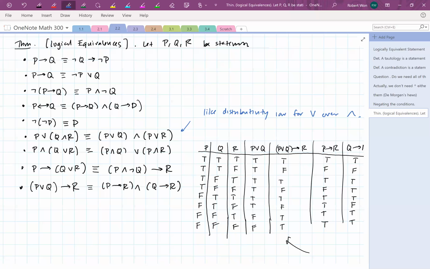Okay, so this you can think of as really breaking into cases. If you want to prove if P or Q is true, then R is true, you say, okay, well, if P is true, then R is true. If Q is true, then R is true. Therefore, if P or Q is true, then R is true. Okay, so these kinds of logical equivalences are things that we'll want to use frequently.